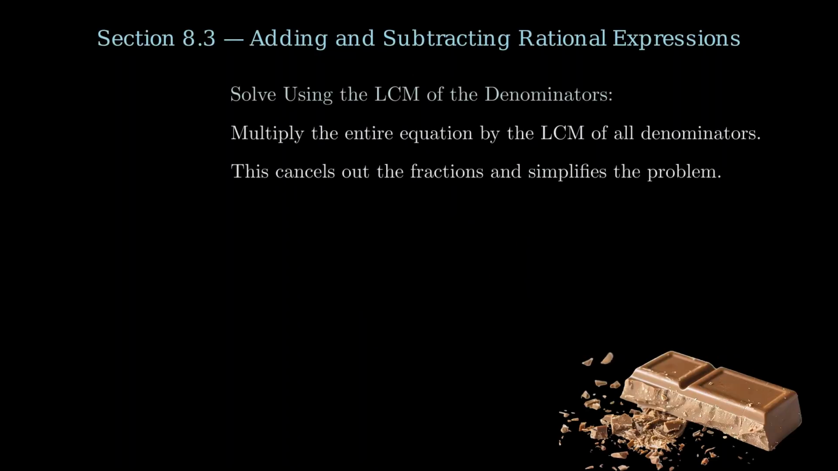When solving fractional equations with different denominators, we can multiply the entire equation by the least common multiple of the denominators. This allows all the denominators to be cancelled out completely, making the equation much easier to solve.